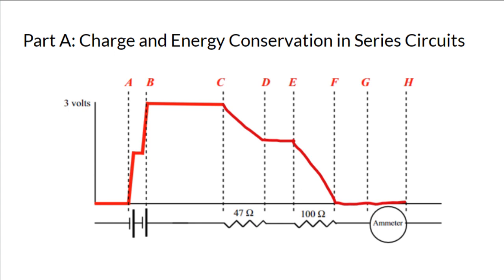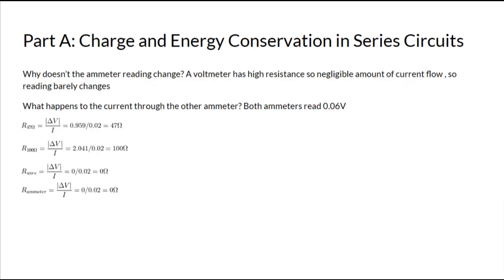The resistors lower the potential since they do have resistance, and the 100 ohm resistor lowers the potential a lot faster than the 47 ohm resistor, until the potential reaches 0. The ammeter is assumed to be 0 because it is ideal, so it has a negligible effect.